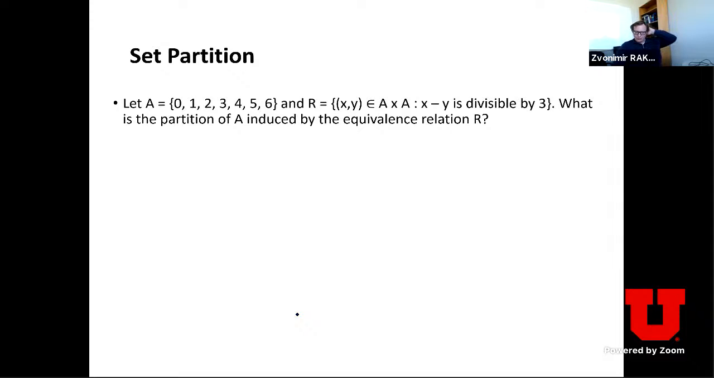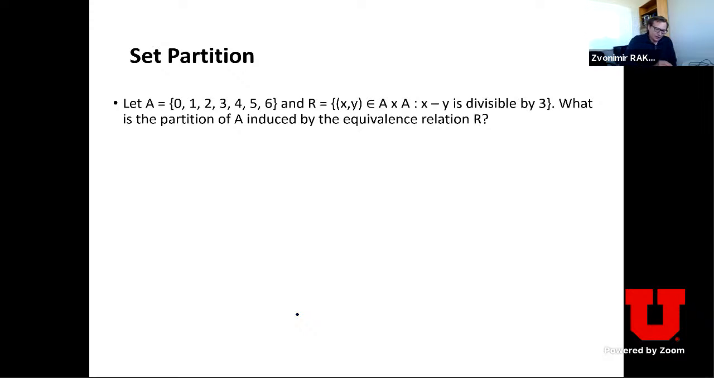And so now we have this simple problem. We have a set A, which consists of 0, 1, 2, 3, 4, 5, 6. We have this relation R on set A, and (x, y) belongs to R if x minus y is divisible by 3. And now the question is, what is the partition of A induced by this equivalence relation R?